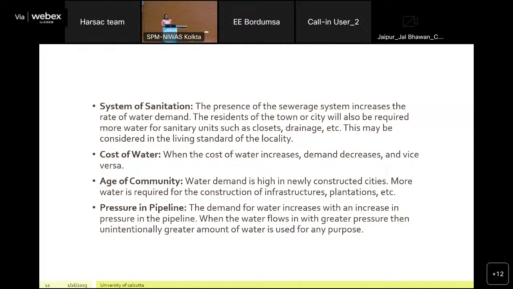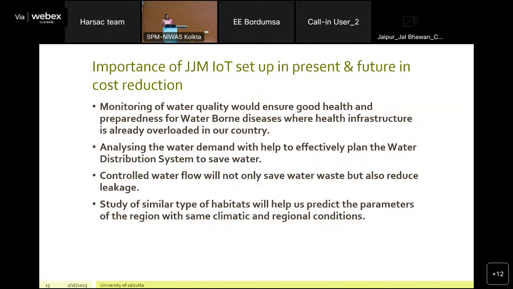Cost of water, if the cost of water increases or you impose some cost on the water, then obviously the consumption will decrease. Age of the community, if the community or the village is new, then for all its infrastructure and everything, the water will be consumed more. Pressure in the pipelines. If the pressure is more, unfortunately, the water consumption is also more. So the sensors that we have deployed in the networks, if we can monitor them and control them, we can control the water demand consumption.